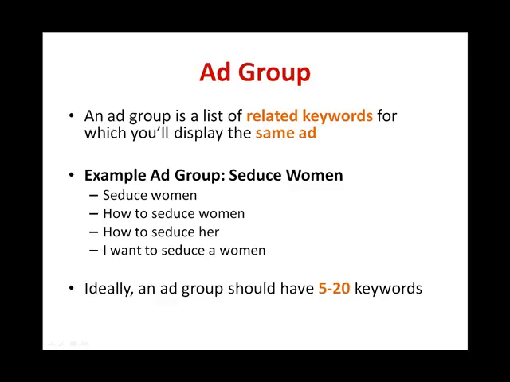Ideally, an ad group should have between 5 to 20 keywords, but of course the fewer keywords the better, as this will be more targeted to your ad.